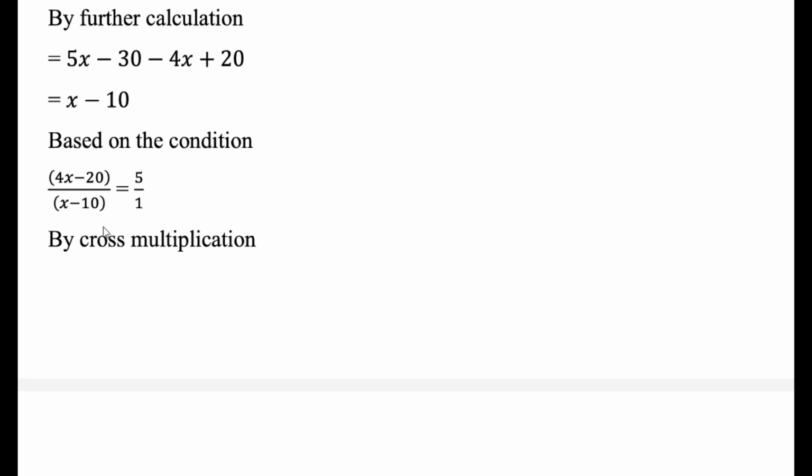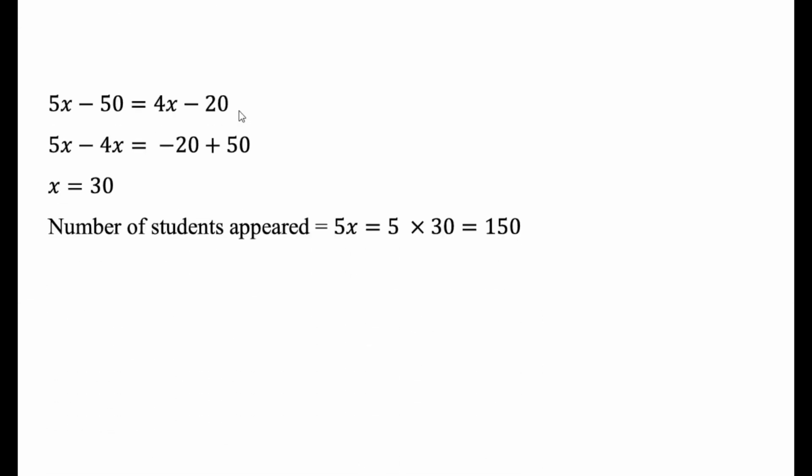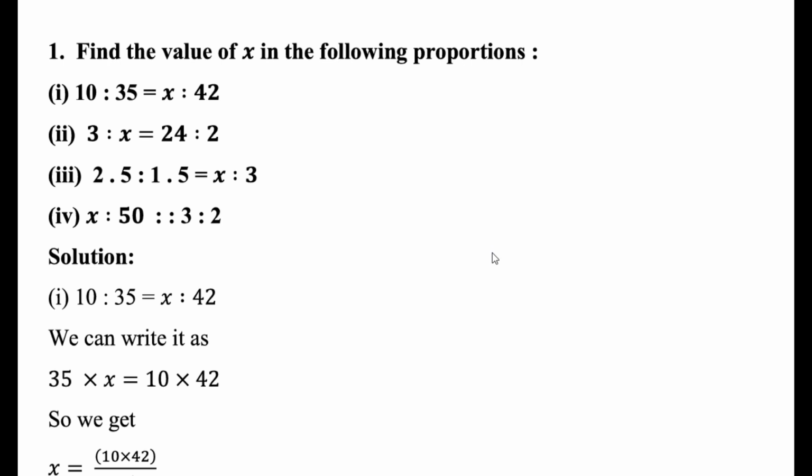So based on the condition, (4x minus 20) divided by (x minus 10) is equal to 5 by 1. By cross multiplication, you will get x is equal to 30. So number of students passed, that is 5x is equal to 5 into 30, that is equal to 150. Okay.